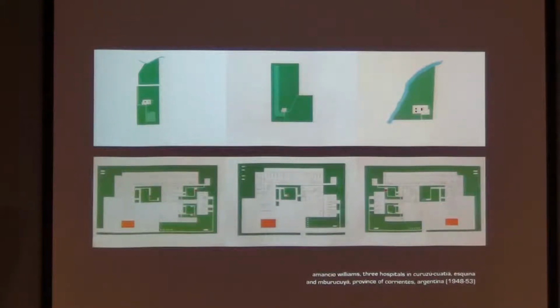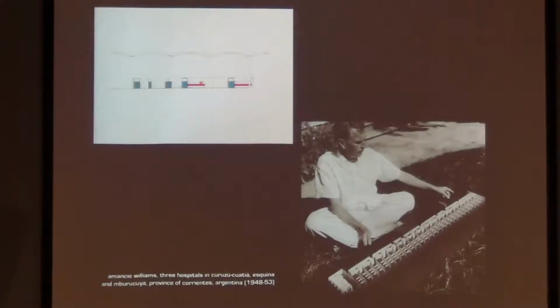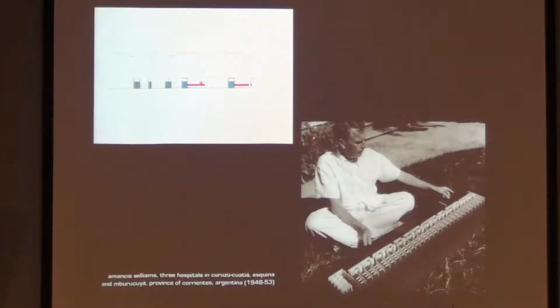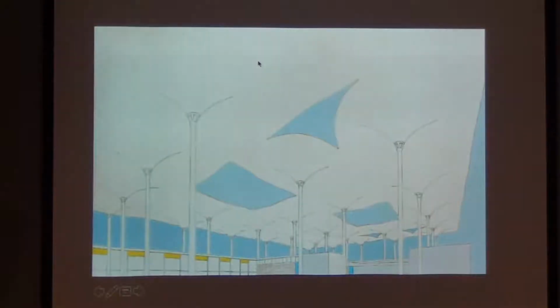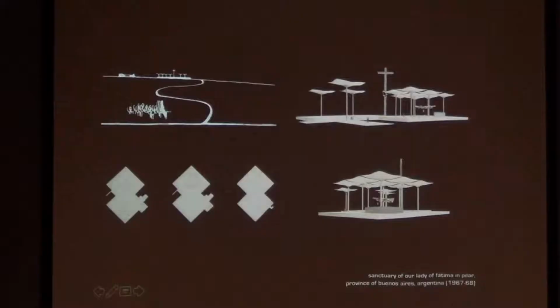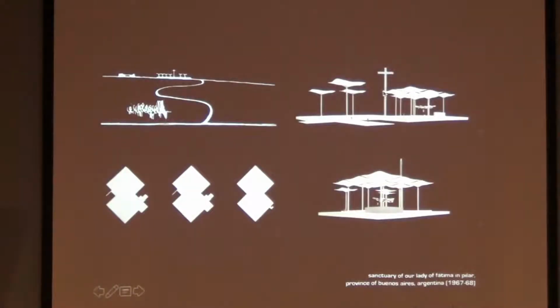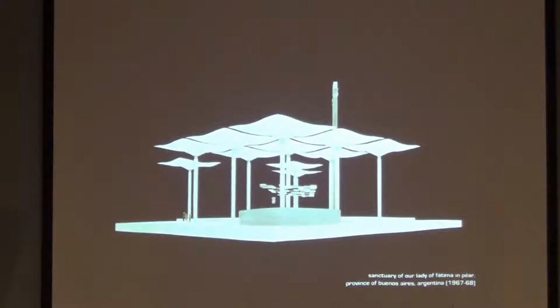For 3 hospitals in a tropical area of Argentina. But his big challenge was to make a double roof, the lower pavilion for the hospital and the upper pavilion to prevent the sun and the rain. Those were the perspectives. And the very interesting point was the continuous surface with the same section and openings here and there. He did another project in a different version, grouping but not melting the surface, for this sanctuary of Our Lady of Fatima in Pilar.